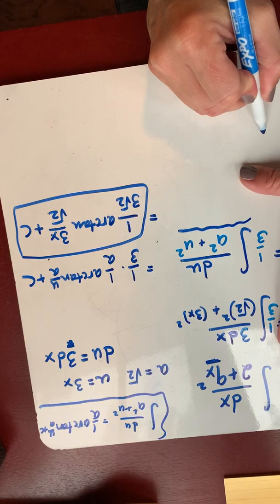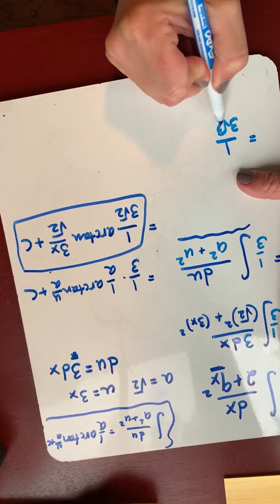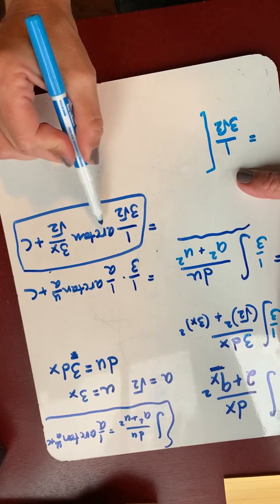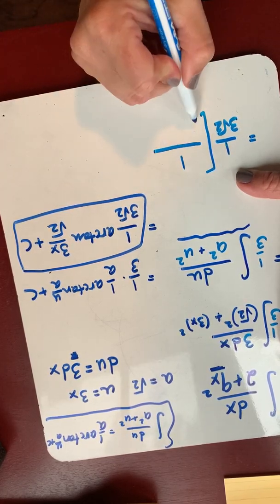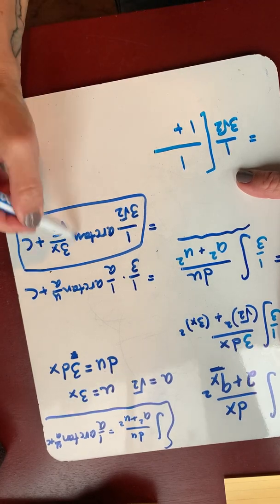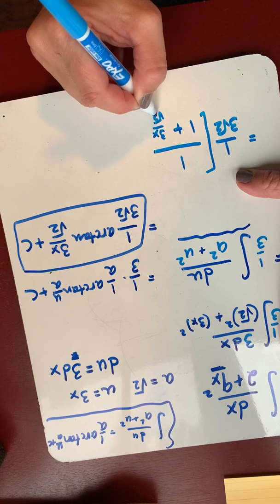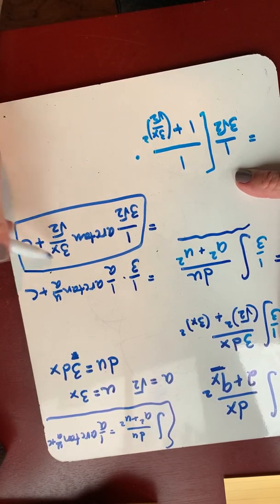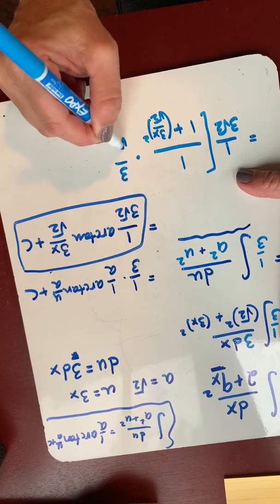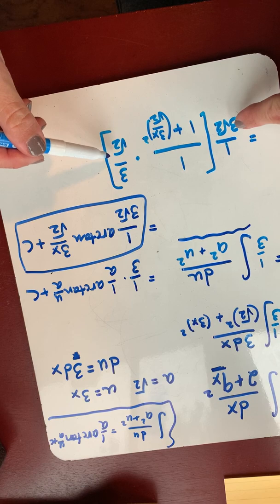So let's see. The derivative would be 1 over 3 root 2 times the derivative of the arctan of this. So an arctan problem is going to be 1 over 1 plus this squared, so 3x over root 2 squared, times the derivative of this, 3 over root 2. Okay, that somehow equals that.